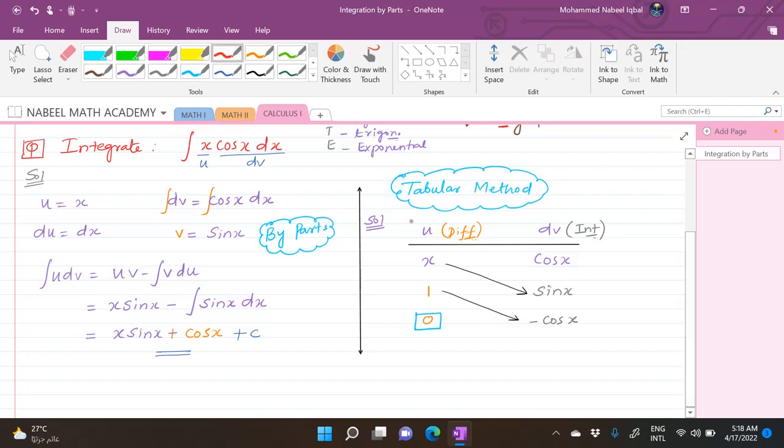And the sign is starting always plus. Starting sign is plus, alternate plus or minus. This is minus. Now the given integral I can be written as I is equal.